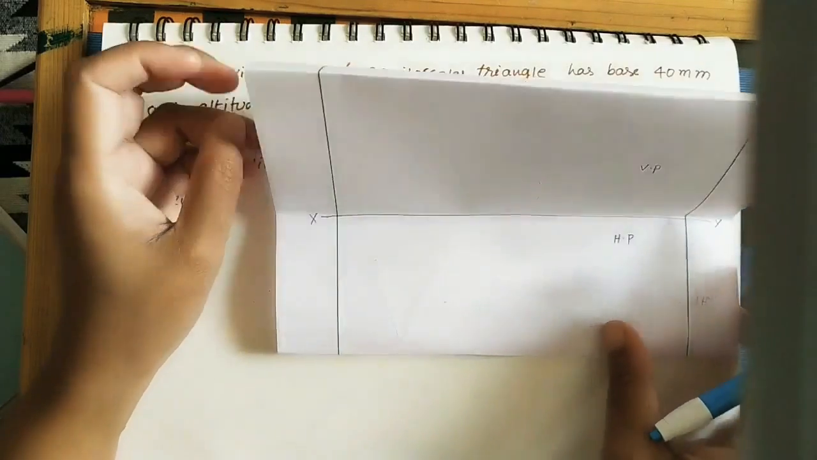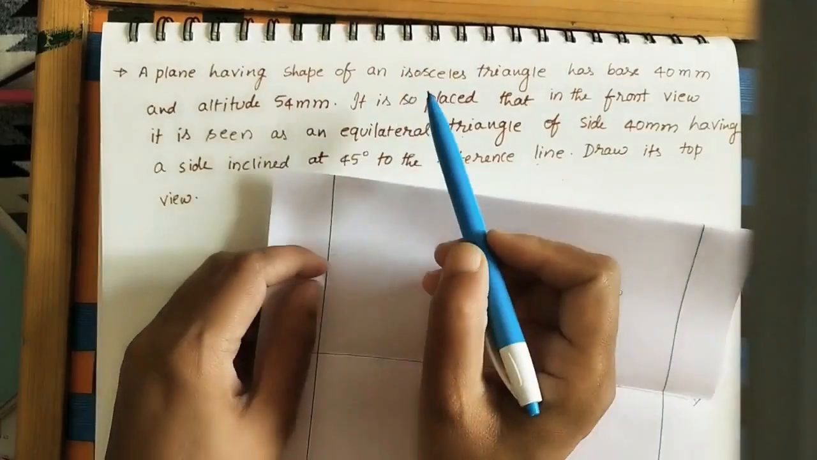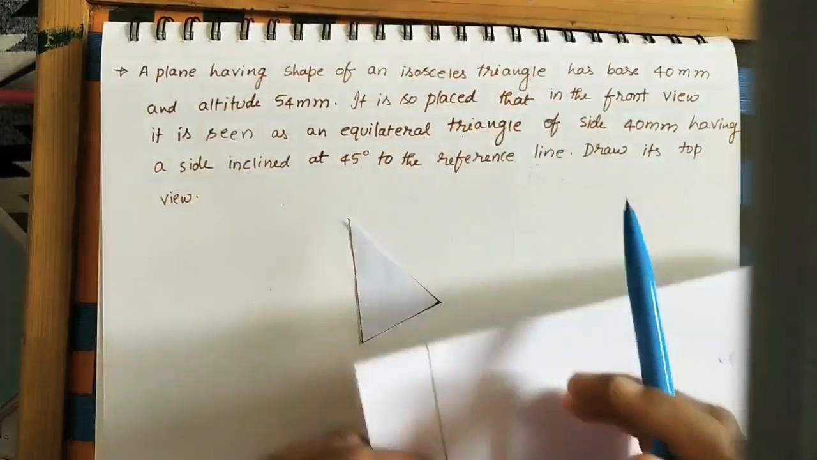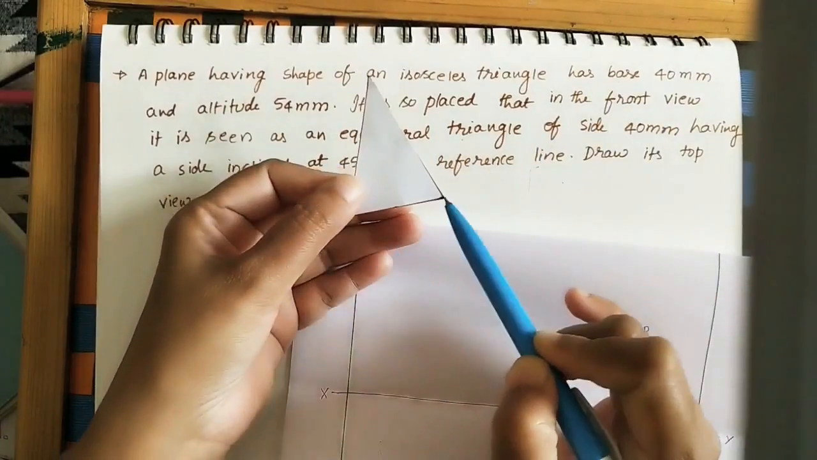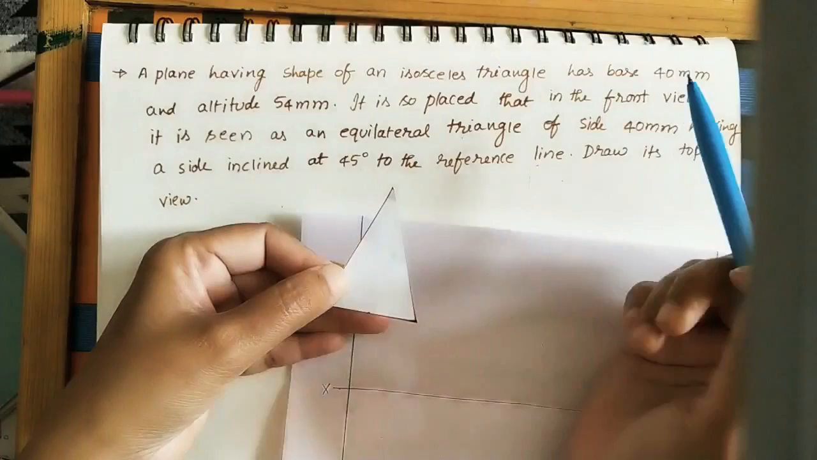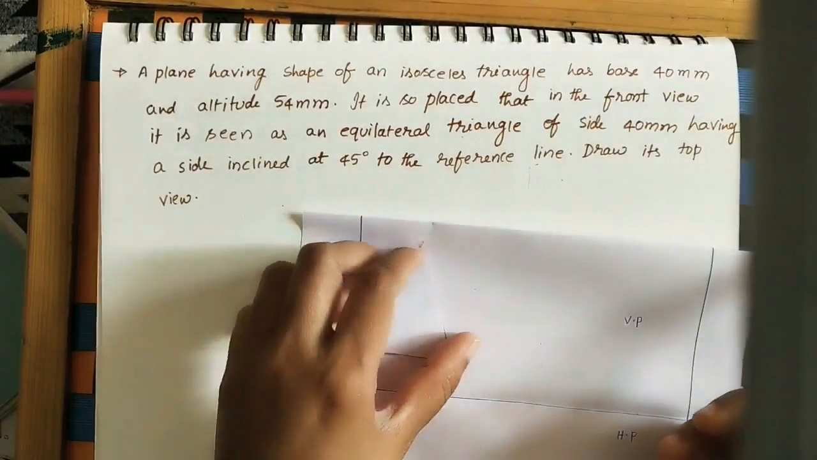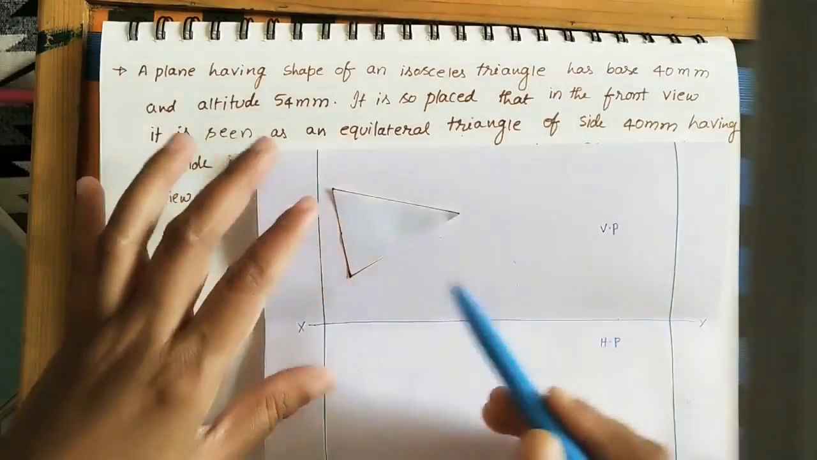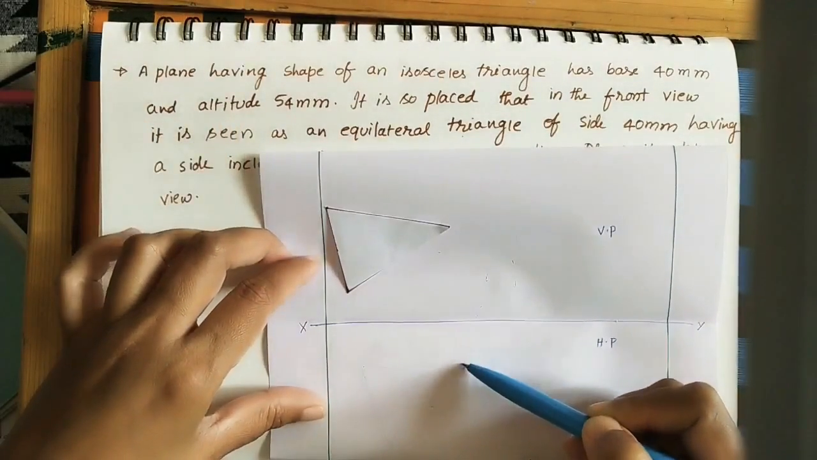So in this first quadrant, it is a 3D view. We have to take the triangle. Which shape is it? Isosceles triangle. So this is the isosceles triangle, and it has base 40 mm. This is 40 mm, and the height is 54 mm, like this. This is the height. So it is in the front view. It may be like this, or it may be like this. Whatever is above the XY line is called the front view. Below the XY line, it is called the top view.